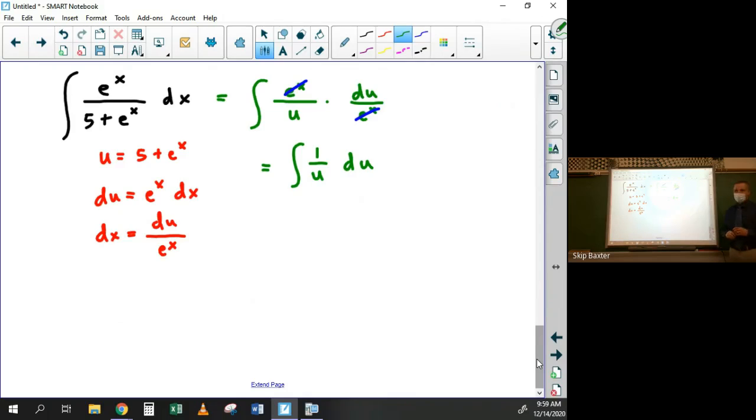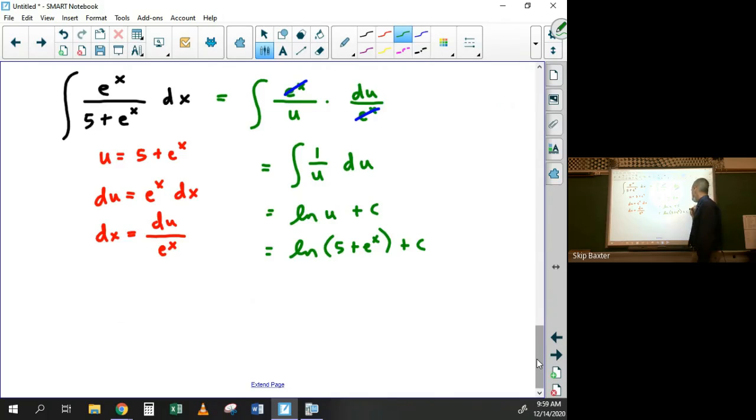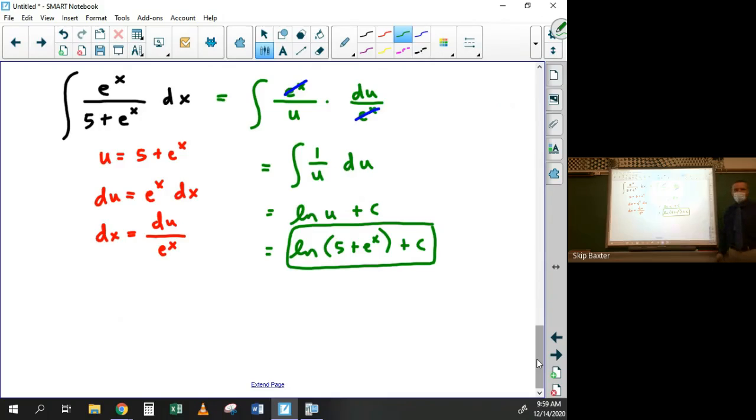What's the integral of 1 over u? ln u. So this is just going to be ln u plus c, ln of 5 plus e to the x plus c. Are you kind of getting the hang of this? Let's do one more. Let's pick the one that looks the hardest out of all these that I have here. How about this one?